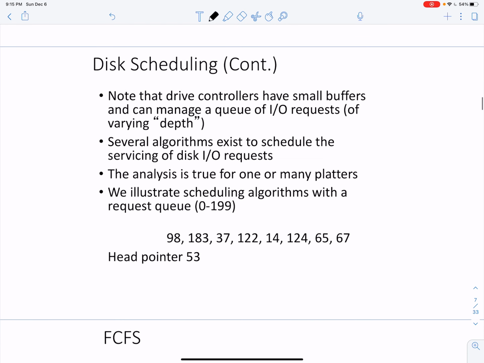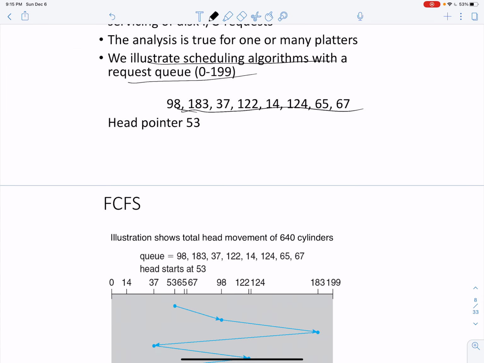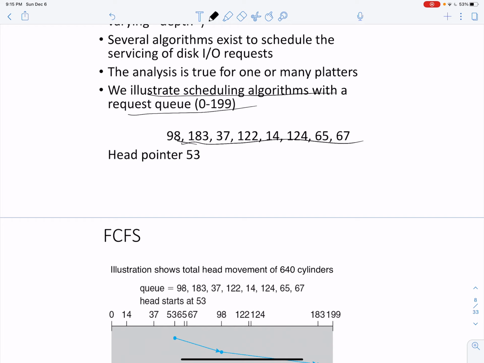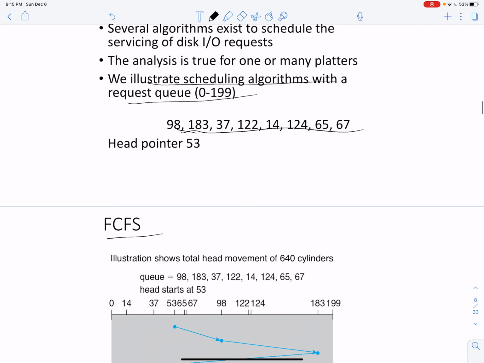For example, here we are given a sequence of cylinders, which is the number of cylinders that we want to visit. So how are you going to move your arm in order to save the total amount of time that we spend on moving the arm? Here is an example. Usually there are three mainstream disk management algorithms. The first one is named FCFS, first come first serve.